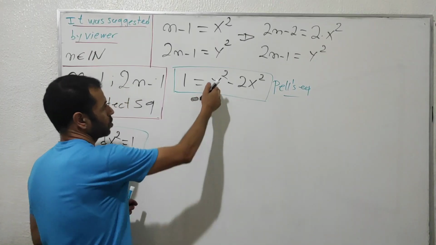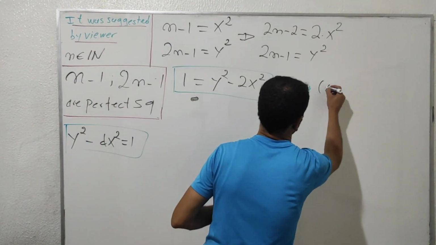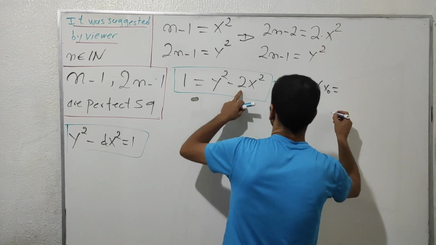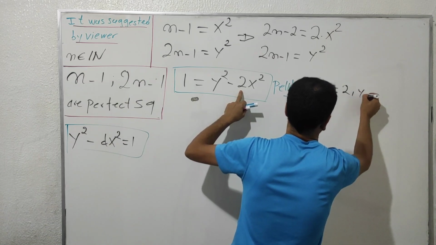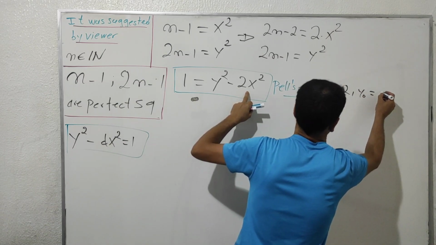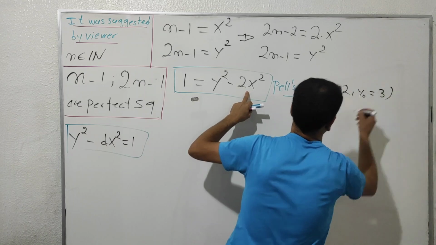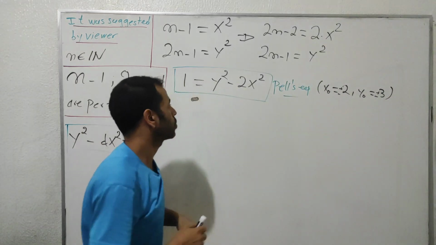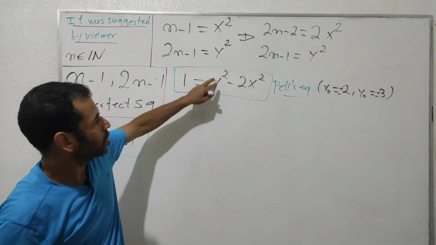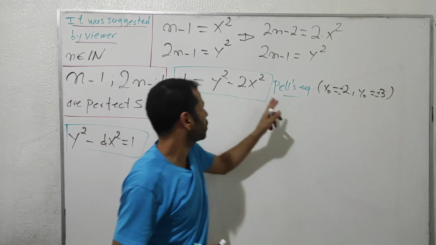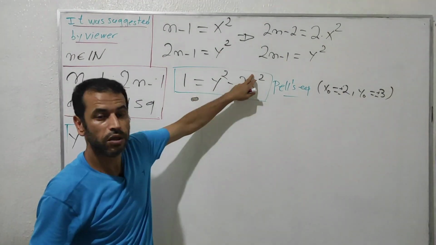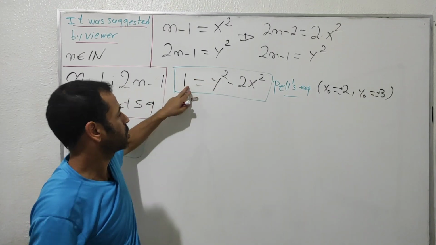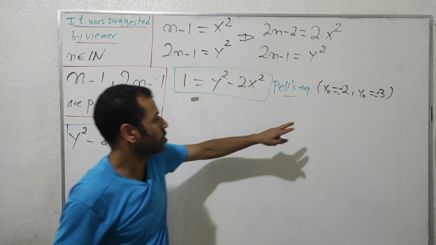It's very simple here to find the obvious solution. We get x0 equals 2 and y0 equals 3. Of course, we have plus or minus because we have the square here. As we replace x with 2, we get minus 8. If you replace y with 3, you get 9. 9 minus 8 gives 1. This is the first solution.